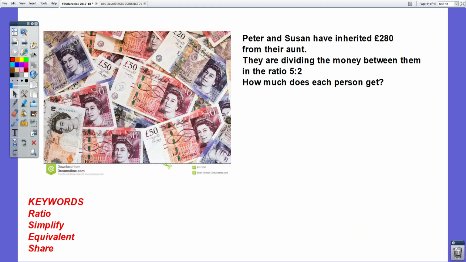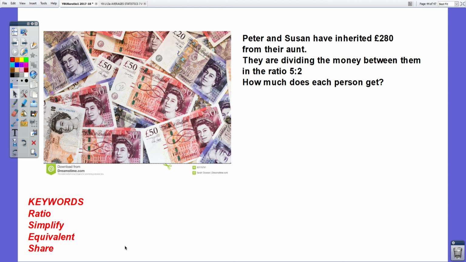Moving on. Right, we're going to look at sharing now, sharing into a ratio. Just one example of this. Peter and Susan have inherited £280 from their aunt. They are dividing the money between them in the ratio 5 to 2. How much does each person get?